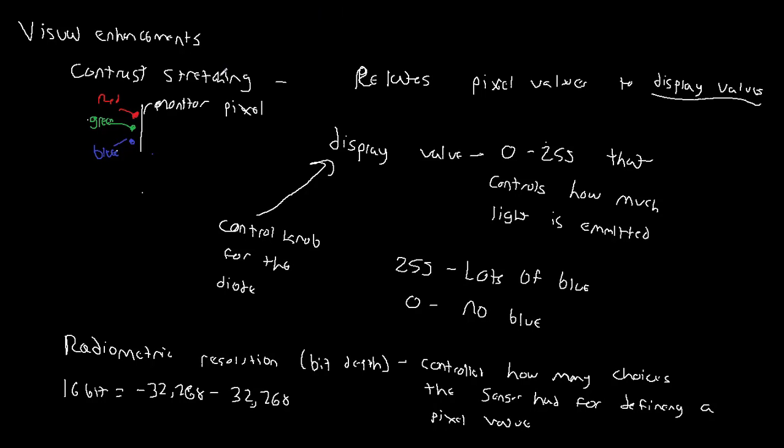That is what contrast stretching does. And if this doesn't make sense, hopefully when we go through examples, it will. But I just want to reiterate this one more time. Contrast stretching takes your radiometric resolution, which could be very large ranges, 16-bit, negative 32,000 to 32,000, and it compresses those down. It combines them together in some cases to get your display values, which go from 0 to 255.